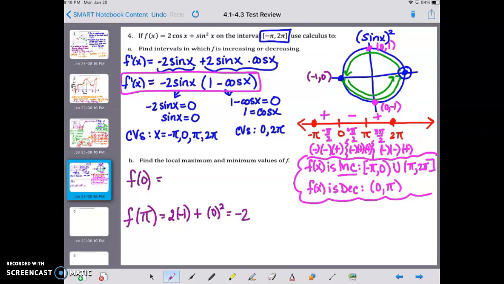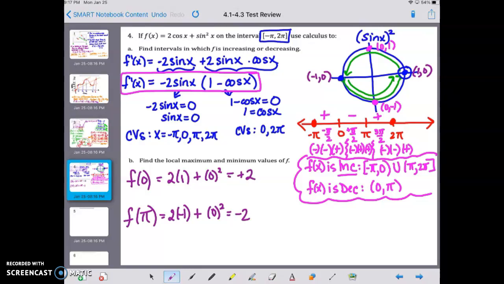Then I'm going to check f of 0. Sorry, I don't know why I didn't do that one first. Doesn't really matter. So I end up with, once again, 2 times cosine of 0. Well, cosine of 0, remember 0 is the start of the unit circle, so that's (1, 0). Cosine is 1, so I end up with 2 times positive 1 plus, and then once again, the sine at 0 is 0, so 0 squared is still 0. This gives me a value of positive 2.